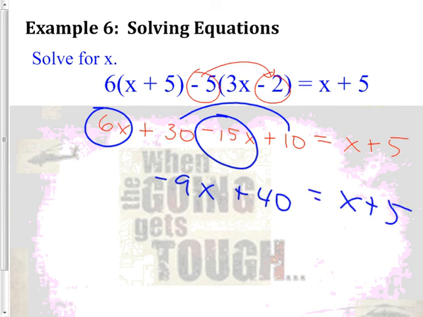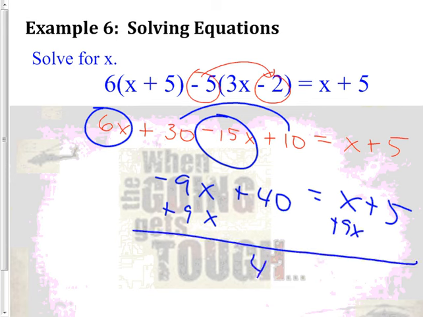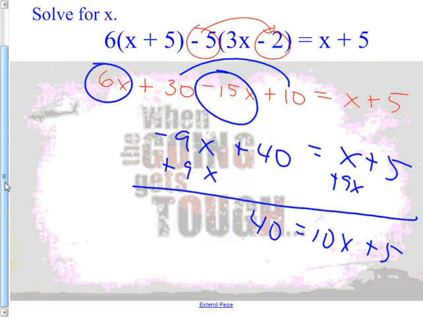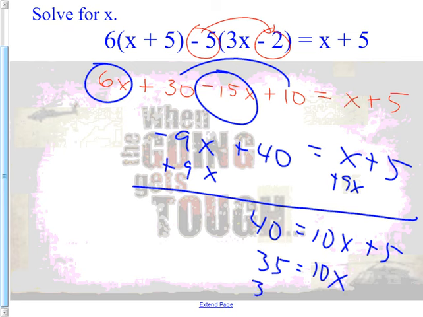I have to get rid of one of them to be able to solve it. You can always get rid of the smaller one. The smaller one's the negative one. So I'm going to get rid of this negative 9x by adding 9x to both sides. And then I have 40 equals 10x plus 5. I'm almost done. I'm going to subtract 5 from both sides. Now I got 35 equals 10x. Now I divide by 10. 35 divided by 10 is 3.5. If you know where you made your mistake, that's all that really matters.